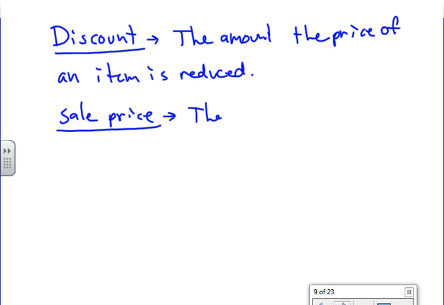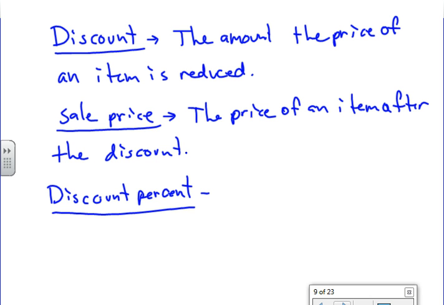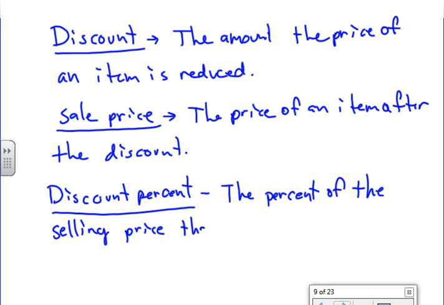And the sale price is the price of an item after the discount. And then finally, we have the discount percent. The discount percent, or the percent discount, is simply the percent of the, and here's the important part, it's of the selling price, the price before the discount. The percent of the discount of the selling price, that is the discount. So if you have a $100 item that's discounted $20, that's a 20% discount, because 20 out of 100 is 20%.